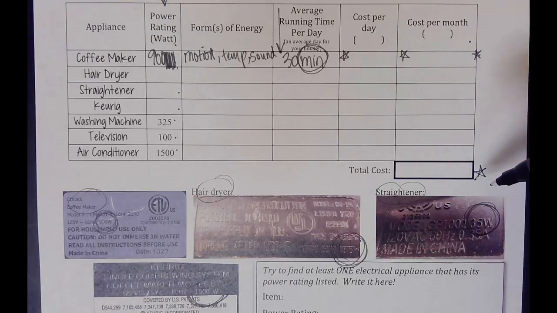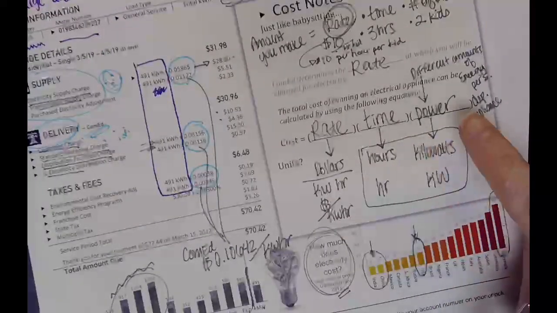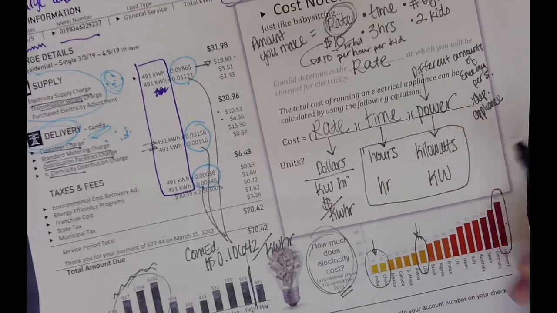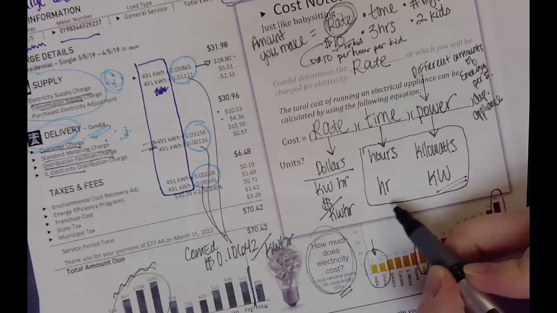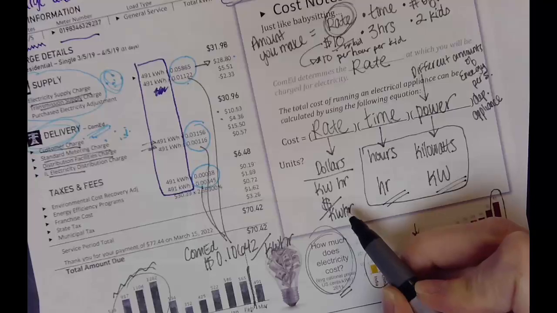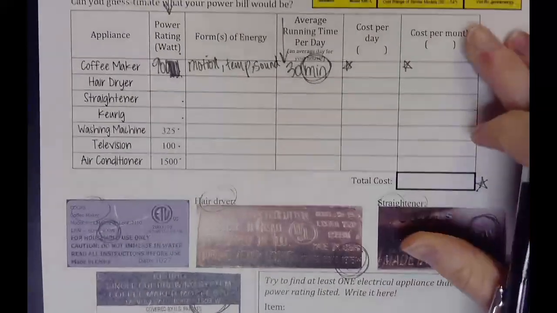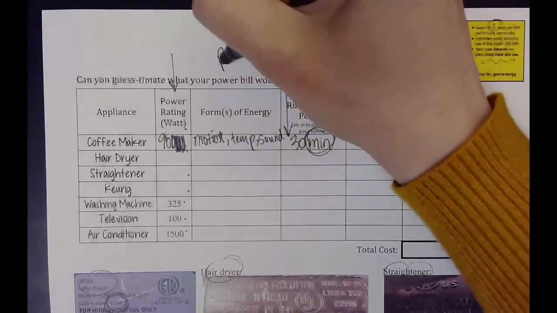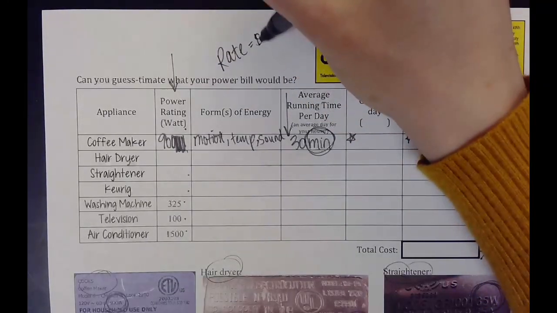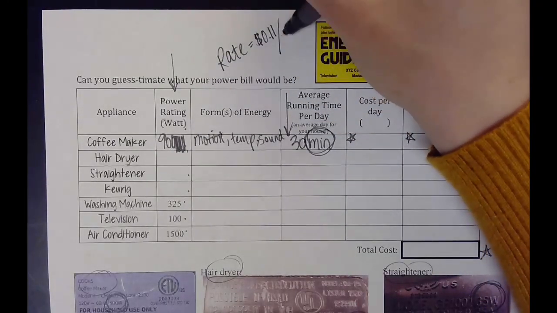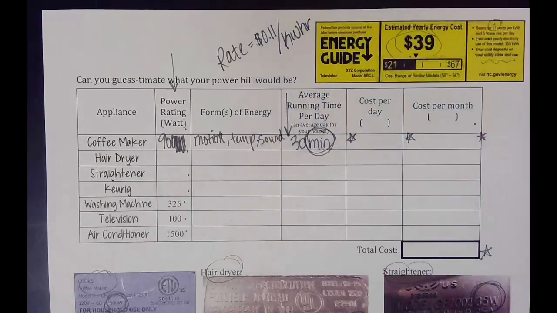So you're going to calculate that here. Remember the equation that we did on the front side is the rate times the time times the power in kilowatt hours, and make sure your time is in hours, and your rate, we will go ahead and use 11 cents based on what we even have here. So let's say our rate is equal to 11 cents per kilowatt hour. All right, go ahead and do that.